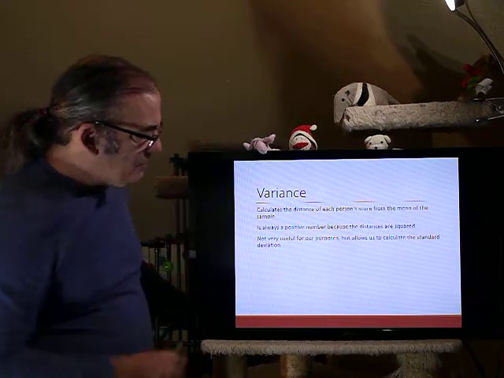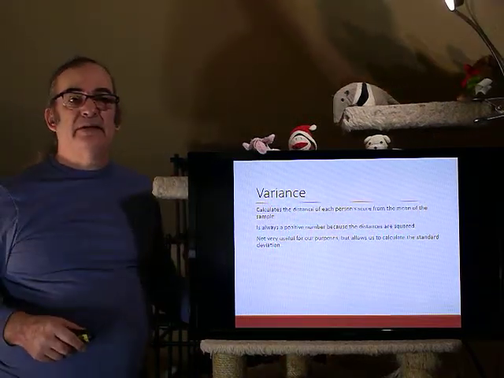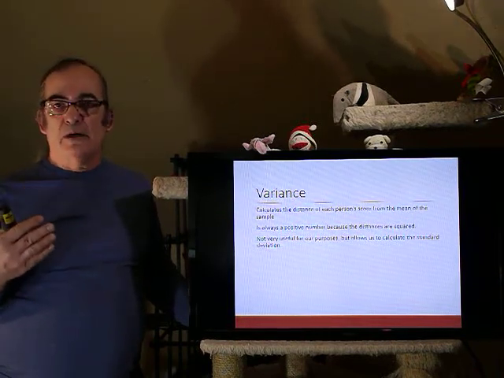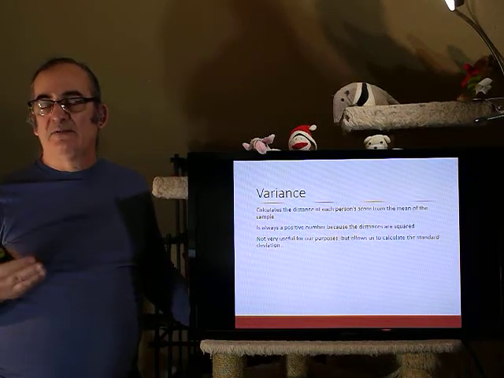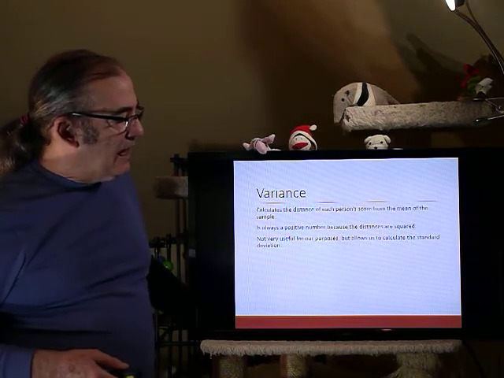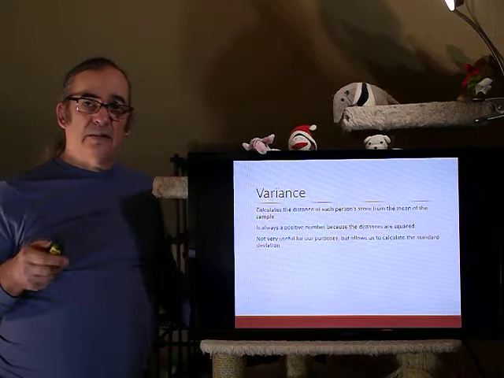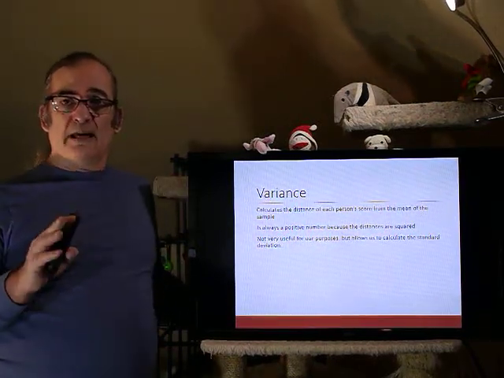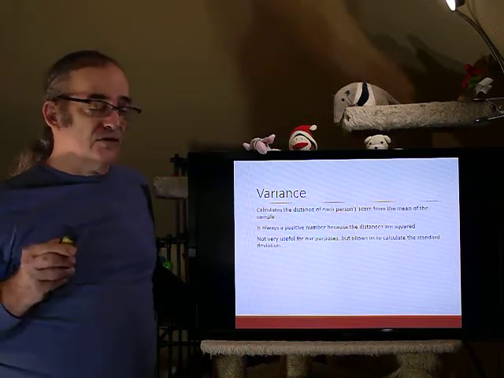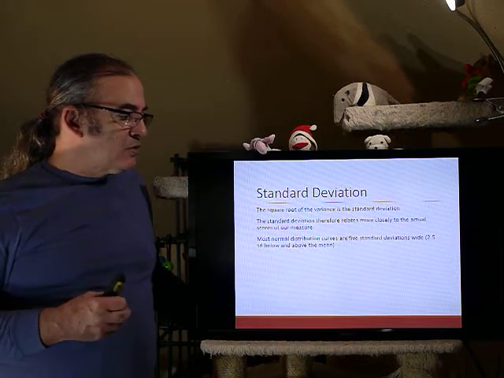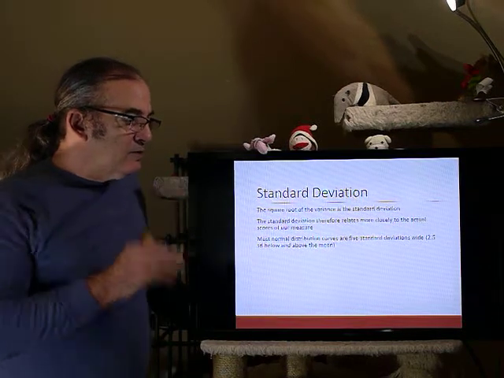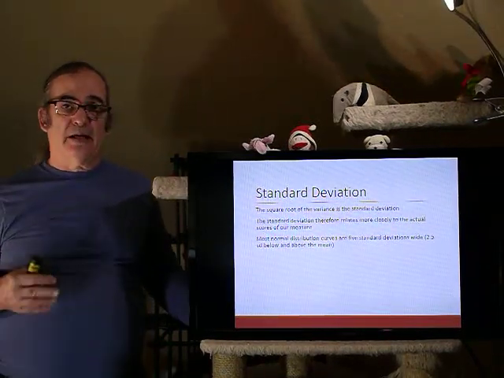Now, the variance is always a positive number. It can't be a negative number, because within the process of calculating the variance, we square it. Even if it's a negative number, a negative number squared is going to become a positive number. It's not very useful for our purposes, but it allows us to calculate the standard deviation, and that's ultimately what we want. We really need to know the mean of the sample and the standard deviation. It tells us a lot about the measure. So the square root of the variance is the standard deviation. The standard deviation therefore relates more closely to the actual scores of our measure and becomes a more useful number for us to contemplate.